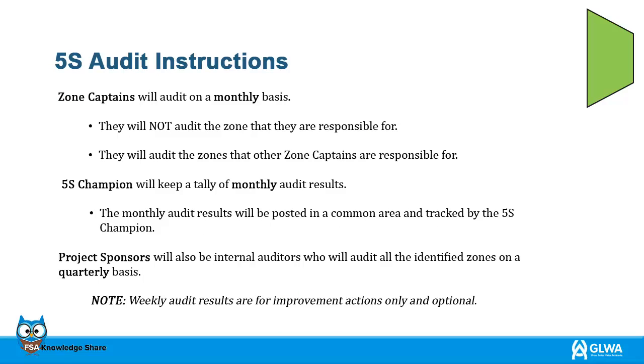Let's talk about 5S audit instructions. Zone captains will audit on a monthly basis. The purpose of the monthly audit is to perform an audit on a zone that they are not responsible for. This is a different zone than we talked about previously, where zone captains were responsible for the internal audit performed on a weekly basis. The zone captains work with the 5S champion to tally the monthly audit results and post them in a common area. The audit results are also provided to the transformation team, who then provides the audit results enterprise-wide to leadership.